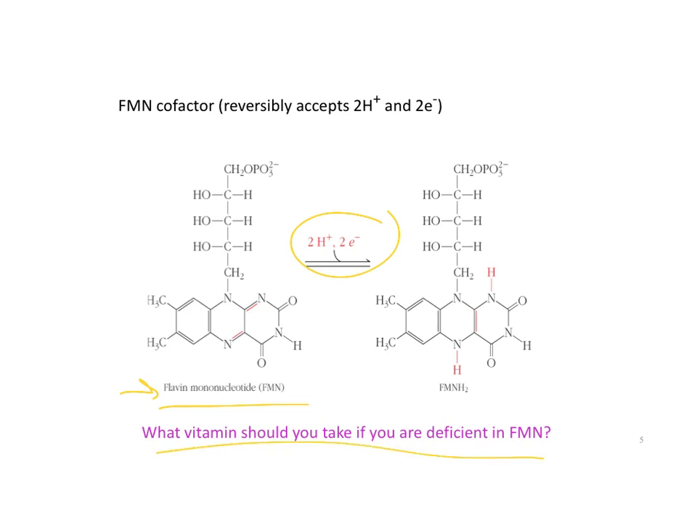What vitamin should you take if you're deficient in FMN, which is flavin mononucleotide? Maybe you remember, maybe you don't, but I'm going to jog your memory a little bit. Flavin is a shorthand for riboflavin. So if you're deficient in FMN, it's because you're deficient in the riboflavin, and I believe that is vitamin B2.